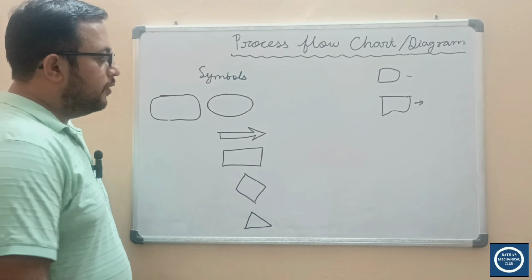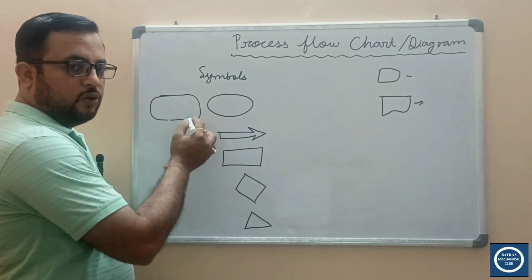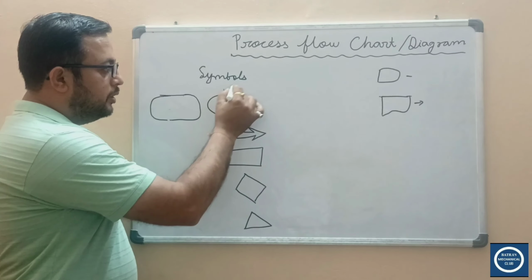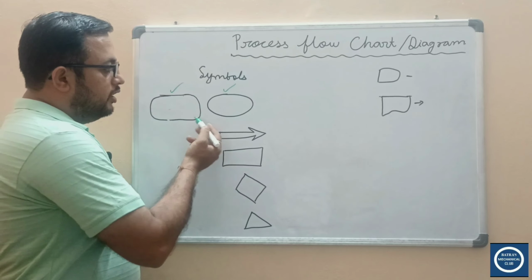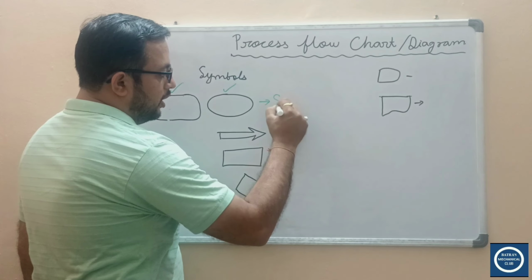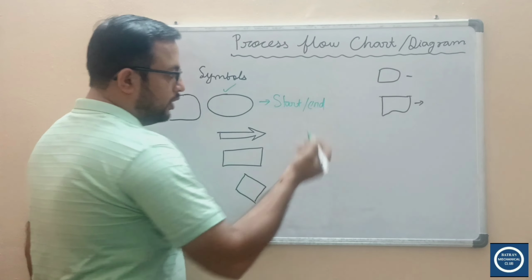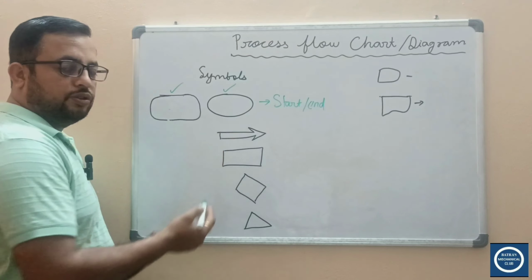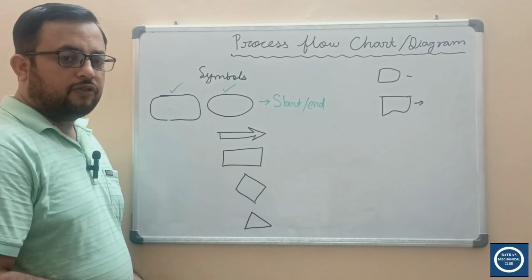Starting first with an oval circle, as I have shown here, or an oval rectangle. In some companies this symbol is preferred, in some companies that symbol is preferred. This symbol represents the start or end of a process. These symbols are used when a process starts or when a process ends.